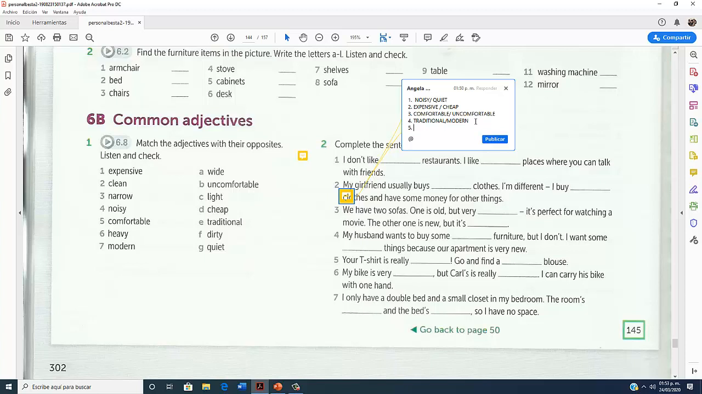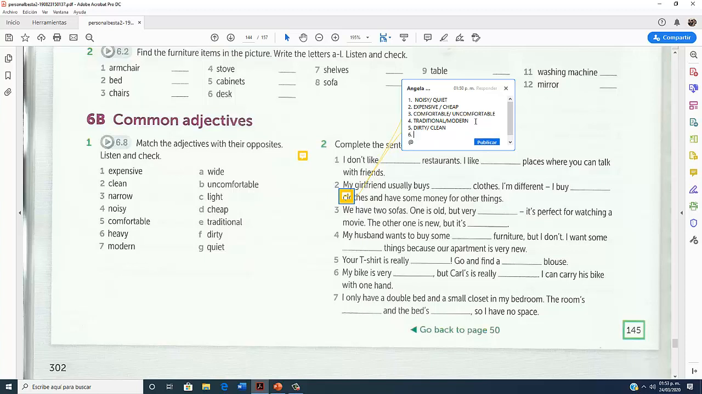And the next, your t-shirt is really, go and find a blouse. Your t-shirt's very, can we say dirty? Is it possible? Yeah, I think it's okay. Your t-shirt's really dirty. Go and find a clean blouse.